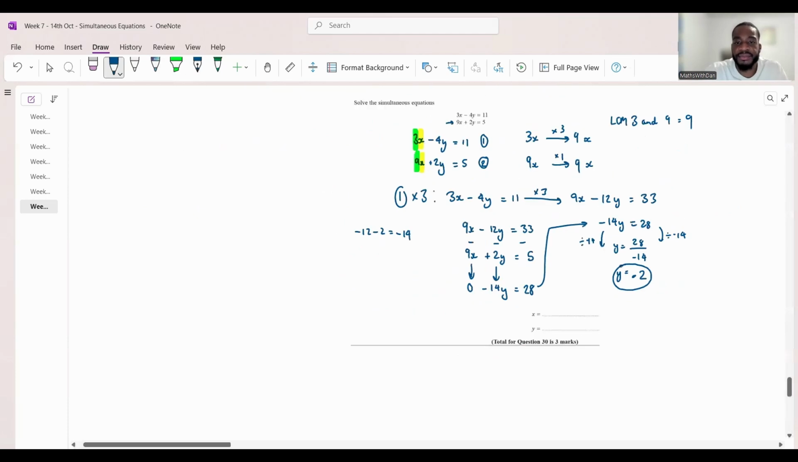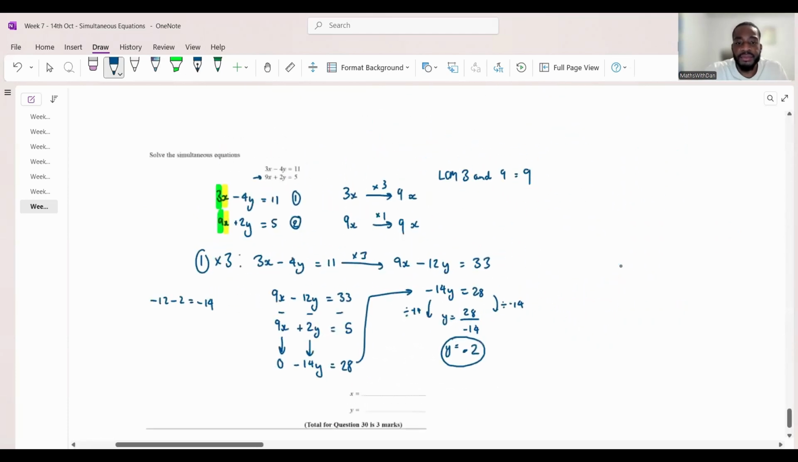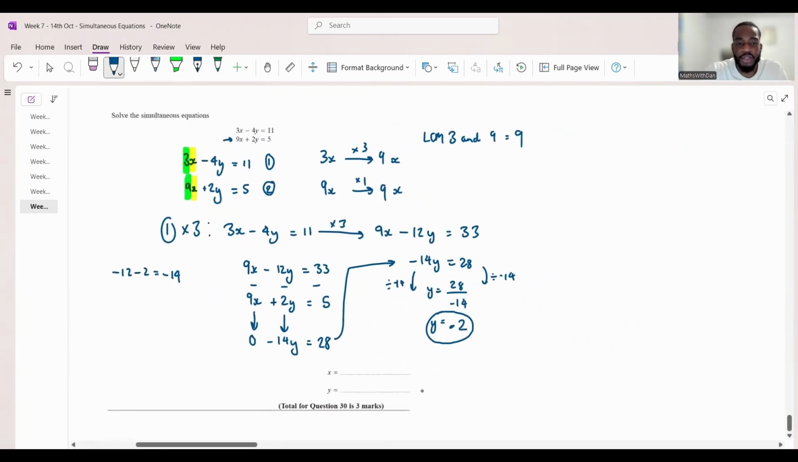Anybody get that correct? Anybody get y equals minus 2? Yeah. Well done, good stuff.